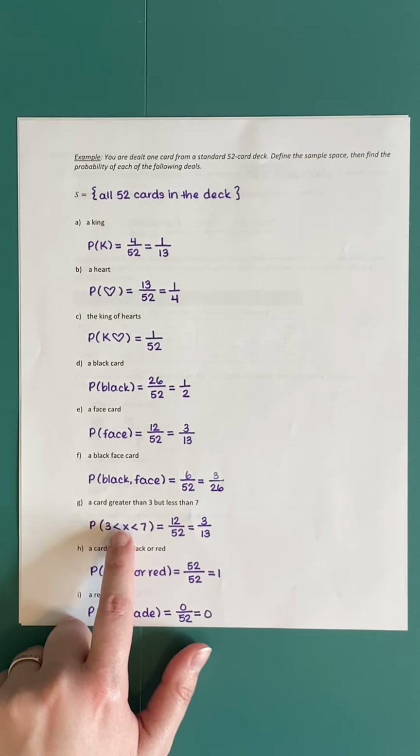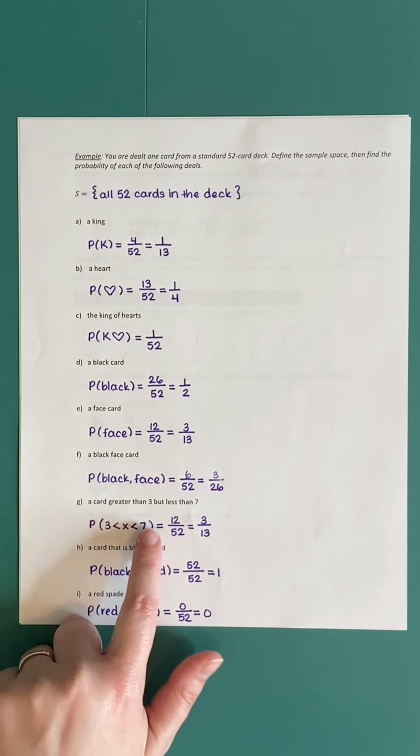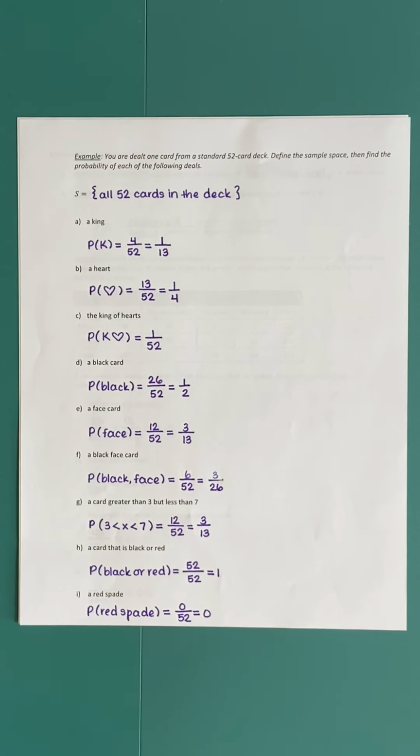Okay, what about a card greater than 3 but less than 7? So if we were to write that using inequality notation, 3 is less than x and x is less than 7, using that compound inequality. Well, what kind of cards are represented in that event? Well, if it's greater than 3 but also less than 7, that could be a 4, a 5, or a 6. Those would be the cards that we're looking at.